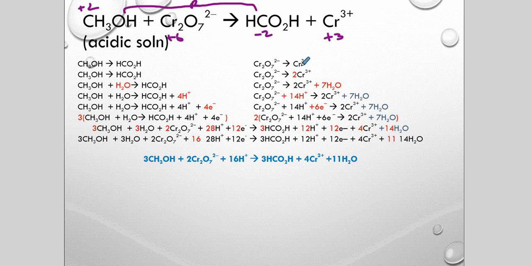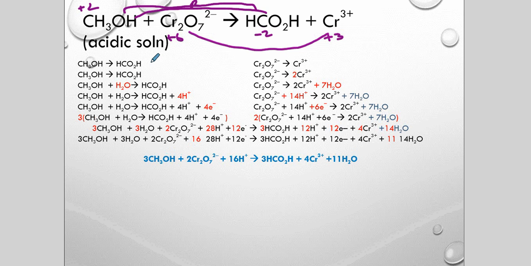+6 to +3. +6 to +3. +6 to +3. None of this makes sense. So what we need to do is balance it. We should note here that we can separate these into 2 half reactions, here and here. And that's what we're going to do.